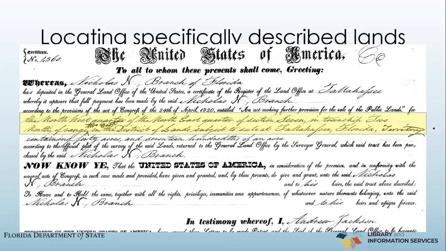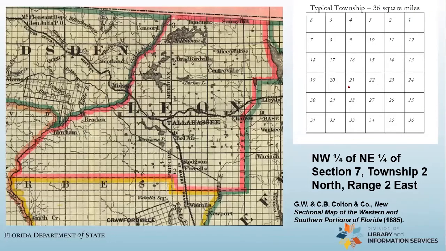The northwest quarter of the northeast quarter of Section 7, Township 2 north, Range 2 east. Here we go. All right, and I've got the legal description right over here because I didn't want to write that much in red pen. The northwest quarter of the northeast quarter of Section 7, Township 2 north, Range 2 east. My advice to you is do it backwards. When you see a legal description like this, work backwards from the end of the description back to the beginning, and that's going to help you out.